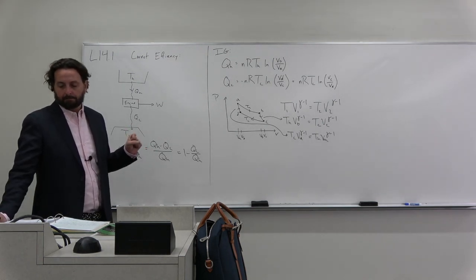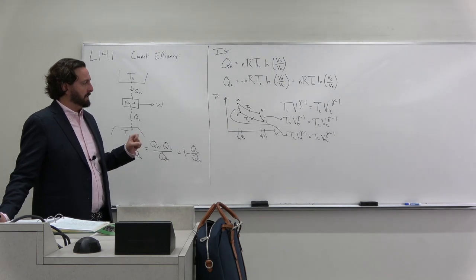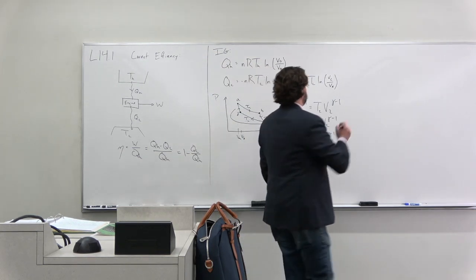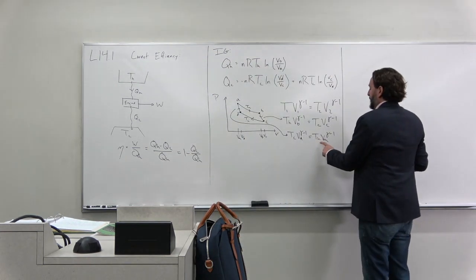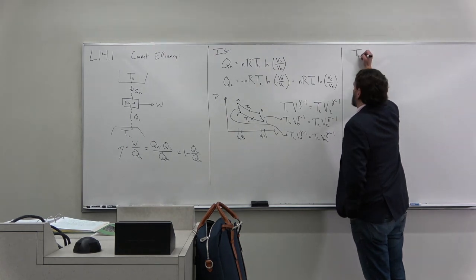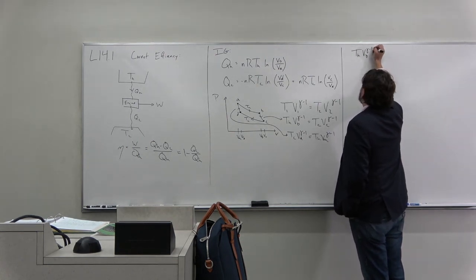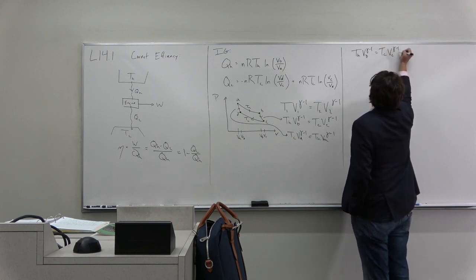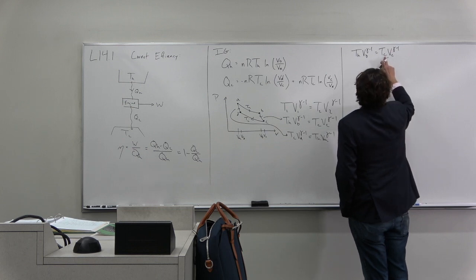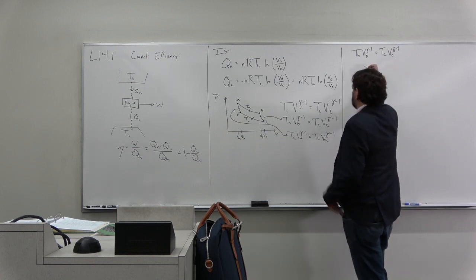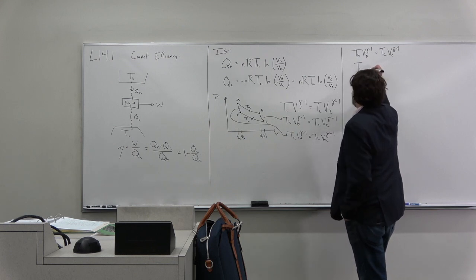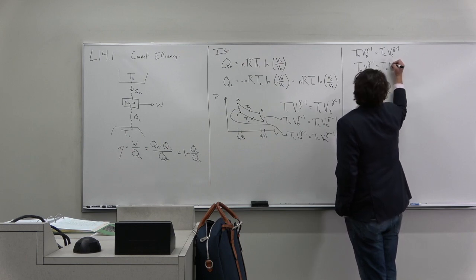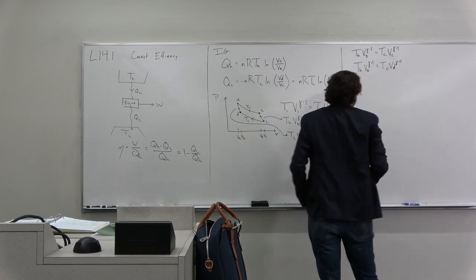So let's rearrange. Let's take them right here. I'm going to rewrite this as T_H V_B^(γ-1) = T_C V_C^(γ-1). Remember, this doesn't mean state C, this means cold, this means state C. Let's write T_H V_A^(γ-1) = T_C V_D^(γ-1).